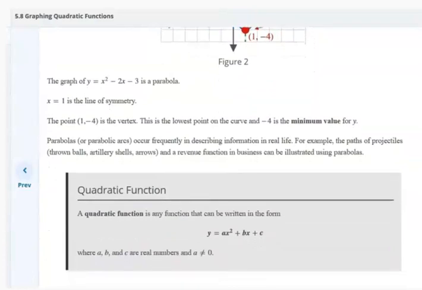Now, again, if A is positive, it opens upward, as we see, and that would give us the bottom of it, the minimum. Whereas if A is negative, it opens downward, where the top, the vertex, is the maximum. So there's our summary.